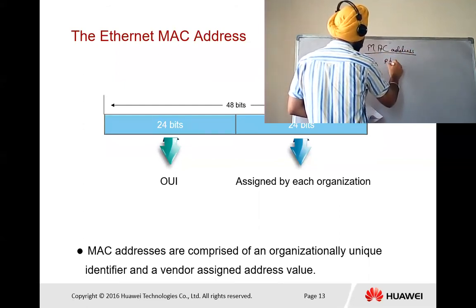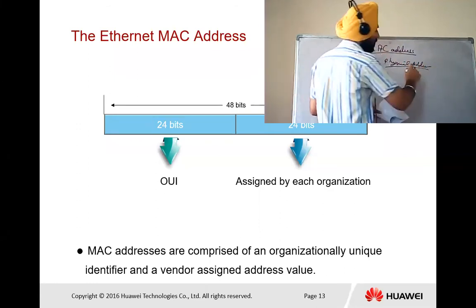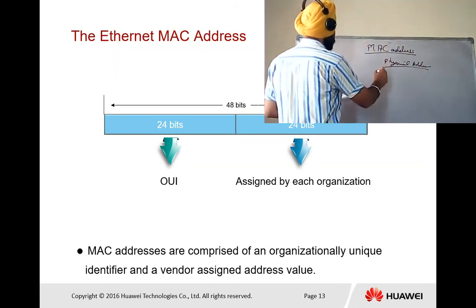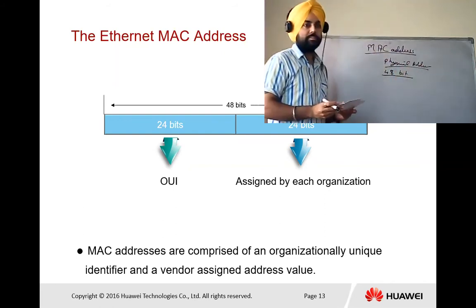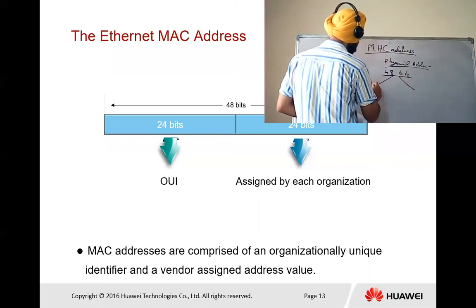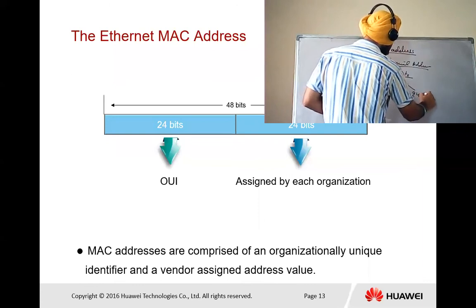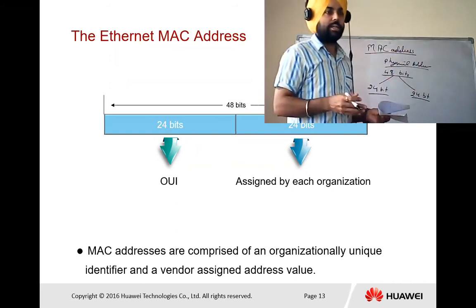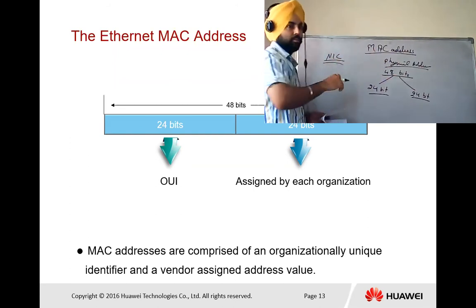MAC address is a physical address. Physical address means it is our permanent address. And MAC address is 48 bits that are further divided into two parts, 24-bit and another 24-bit. And MAC address is located on the NIC card. NIC card means network interface card.